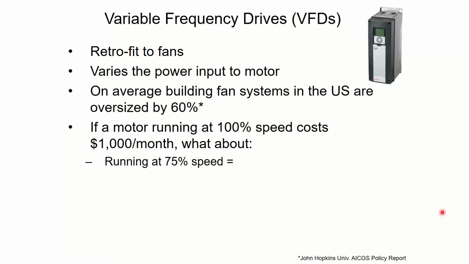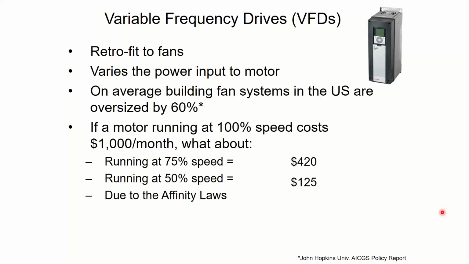So if I took a pretty large motor and it cost me $1,000 a month to run that motor, so this is a big rooftop in this example, and it was running at full speed and it cost me $1,000 a month. If I slowed it down to 75%, what would you think it would cost? The vast majority of people would say $750. It's actually $420. If I cut the speed in half, what would it save? Well, at this point, you wouldn't be guessing 500 because you know it's going to be less than 420.